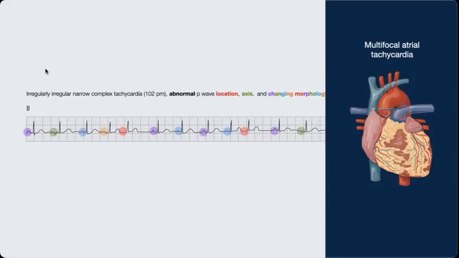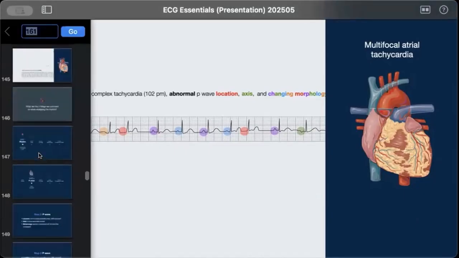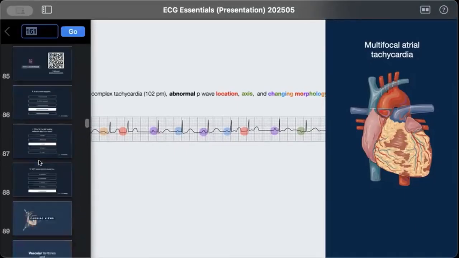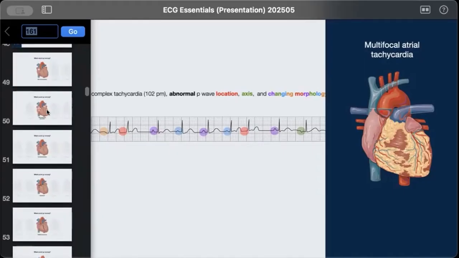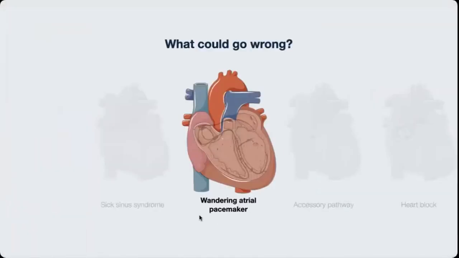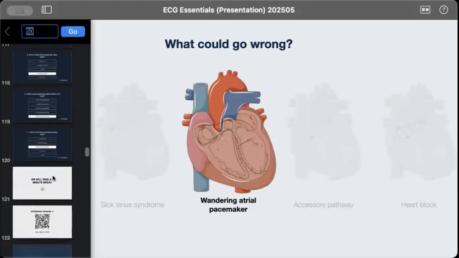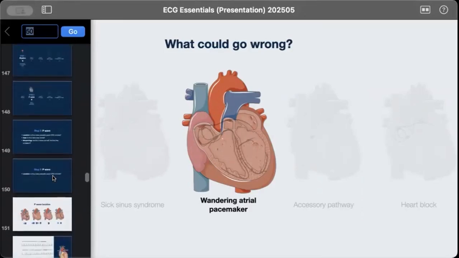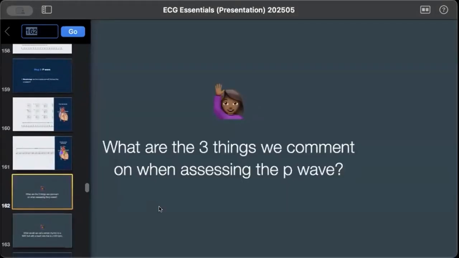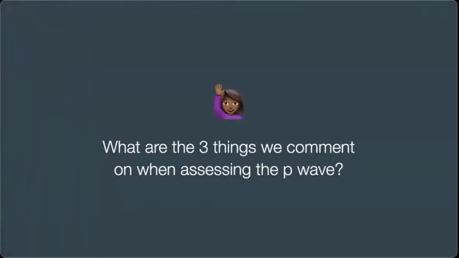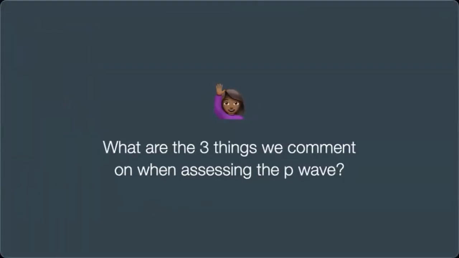So we spoke about wandering atrial pacemaker earlier on. I don't think I'll find the slide. Maybe I will. There we go, somewhere here. Wandering atrial pacemaker. So that's the slower version of a multifocal atrial tachycardia. Let me find my way back. Here we go. Okay, so does anyone want to remind us what the 3 things are that we comment on when looking at the P wave? Yep, that's right. The location, axis, and morphology.